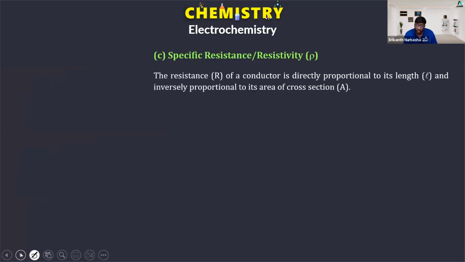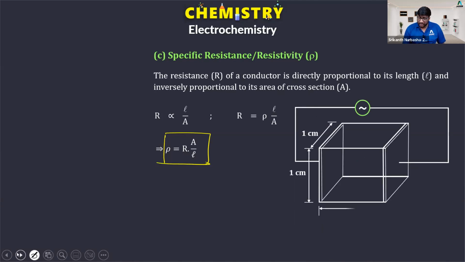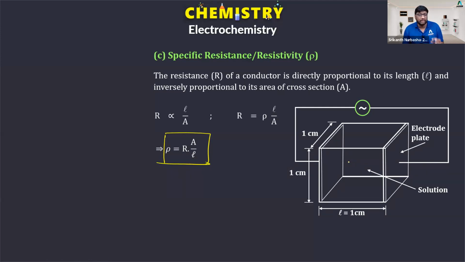Specific resistance or resistivity, rho. The resistance R of a conductor is directly proportional to its length and inversely proportional to its area of cross section. R is directly proportional to L by A. So R is equal to rho into L by A, which means rho is equal to R into A by L. Like if you take 1 centimeter length and 1 centimeter square area of cross section, and in that volume you have a particular electrolytic conductor, then that electrolytic conductor will be offering a specific resistance, right? That is nothing but your resistivity.